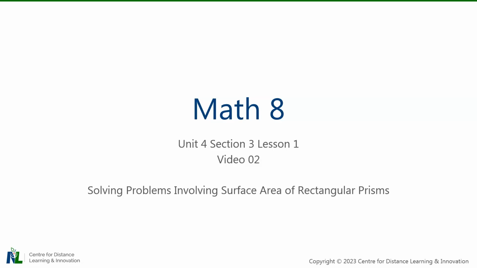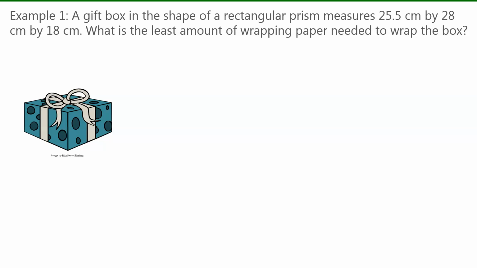This is Ms. Clemens Brenton, and in this video we'll solve some problems involving surface area of rectangular prisms. Example 1. A gift box in the shape of a rectangular prism measures 25.5 centimeters by 28 by 18 centimeters. What is the least amount of wrapping paper needed to wrap the box?